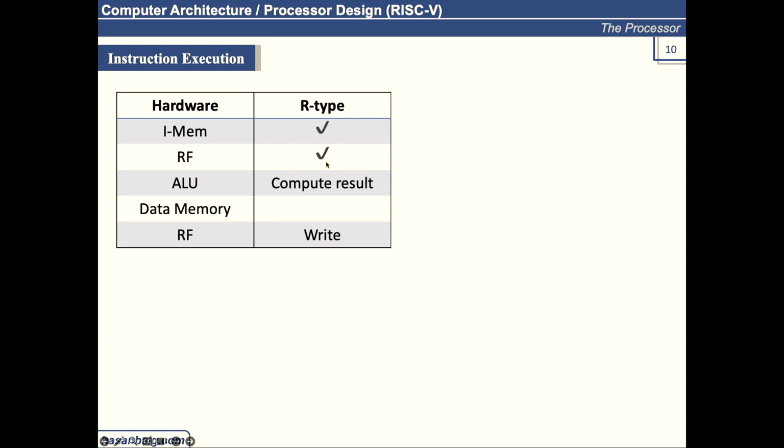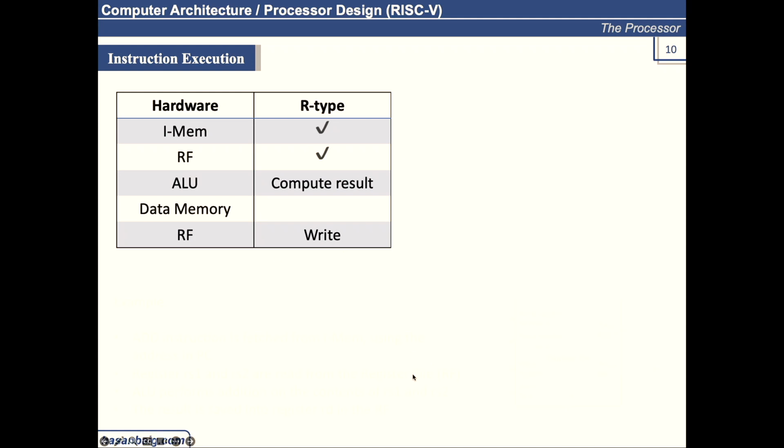So the instruction memory and then the register file. In the register file, we read the contents, and then comes the ALU where we perform the addition operation and compute the result. So in R-type instruction, the ALU is used to compute the result. We do not need data memory in R-type instruction. Rather, we access the register file again to write the data back. So this is the execution flow of R-type instruction.